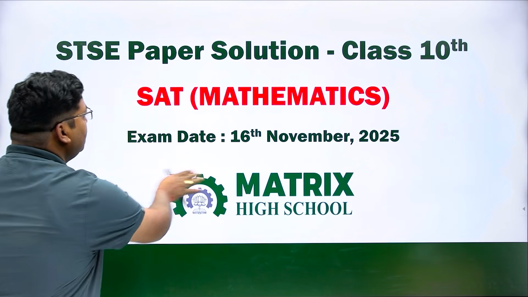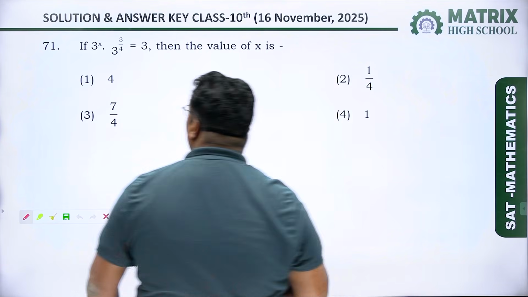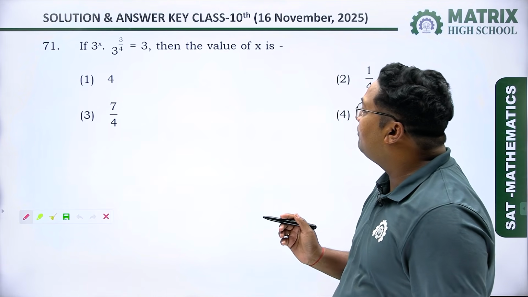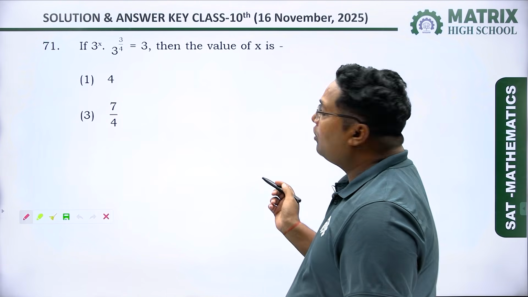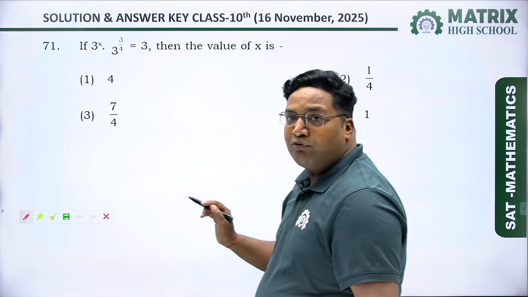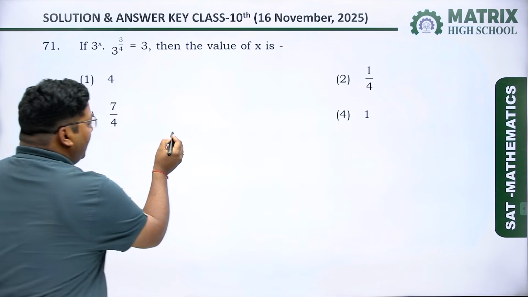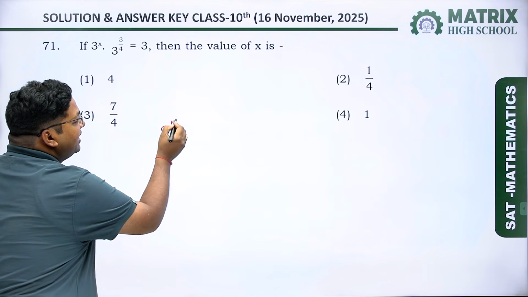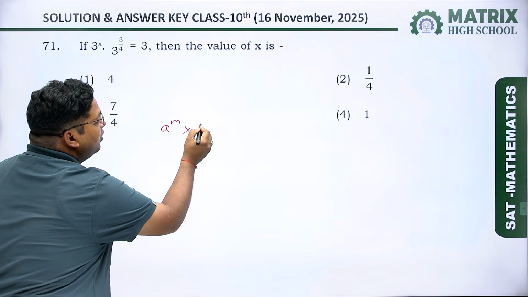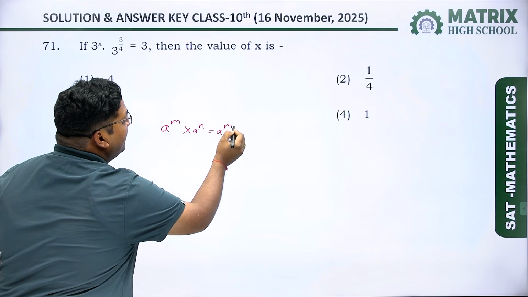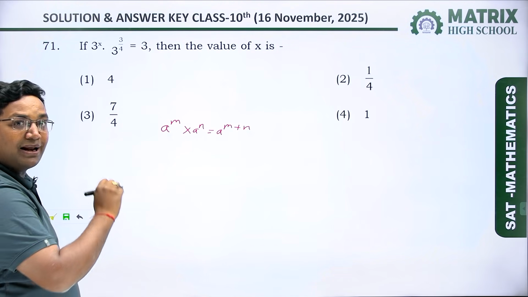So coming to the question. The question is, if 3 to the power x into 3 to the power 3 by 4 equal to 3, then the value of x is. So here we have to apply the law of power and exponent. It is a to the power m into a to the power n equal to a to the power m plus n. We apply this here.